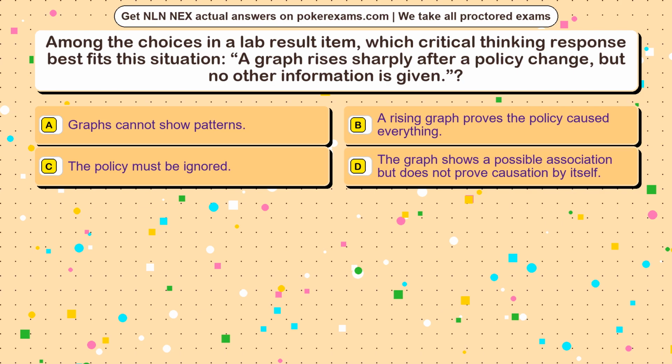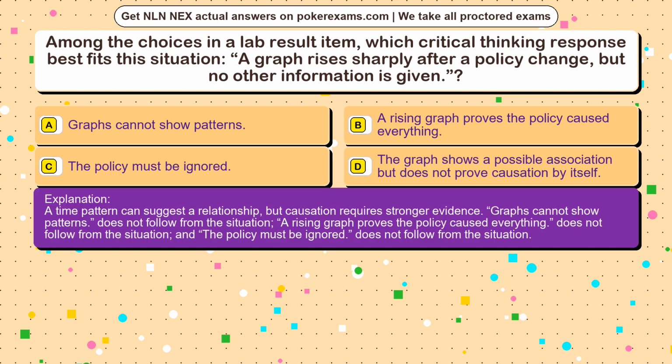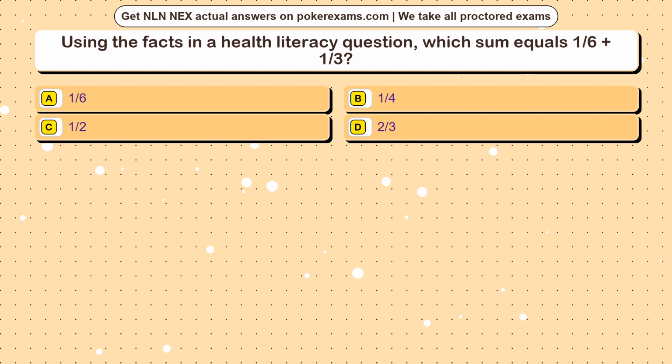The correct answer is option. A time pattern can suggest a relationship, but causation requires stronger evidence. Graphs cannot show patterns, does not follow from the situation. A rising graph proves the policy caused everything, does not follow from the situation, and the policy must be ignored, does not follow from the situation. Question 16. Using the facts in a health literacy question, which sum equals 1/6 plus 1/3?